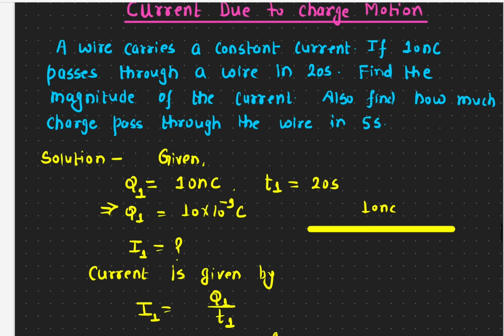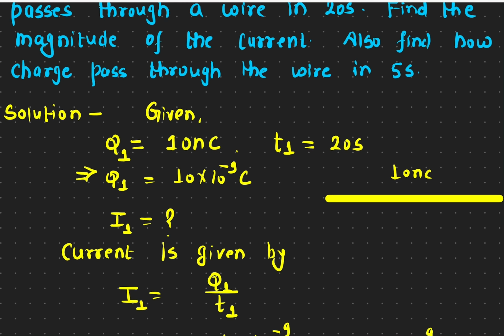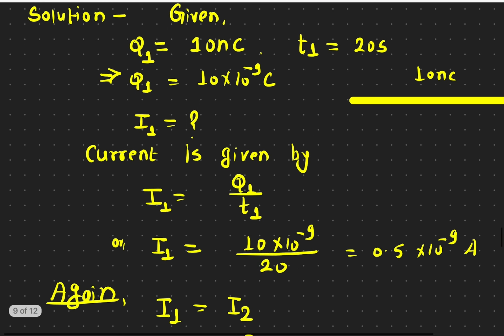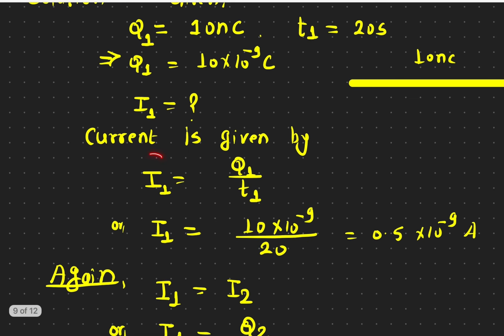Q1 is 10 nanocoulomb, that's the charge. Q1 stands for the charge. That's the 10 nanocoulomb. The time is given, 20 seconds. Now we have to find out the current. And it is quite straightforward. The current is given by the charge divided by the time.